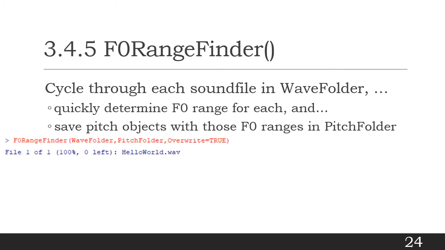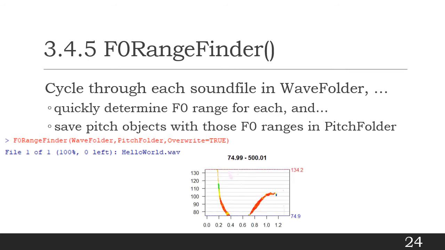And it will give you a progress bar like this. What number of file are you on? What percent? How many do you have left? It will also tell you the sound file name that you're dealing with. And then it will show you an image like this. The coloration of the pitch contour matches the visual parameters we talked about for rich visualization. So you can see reliable and unreliable F0 points.